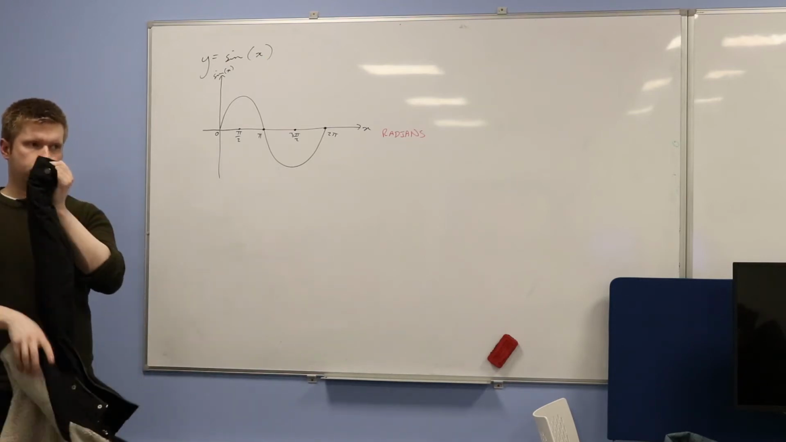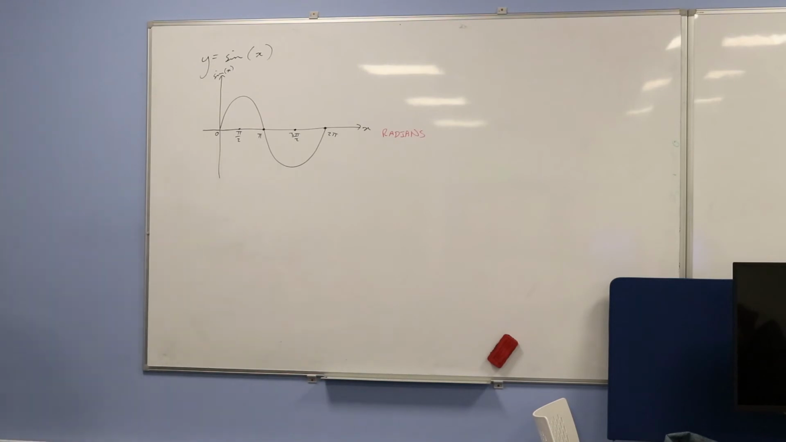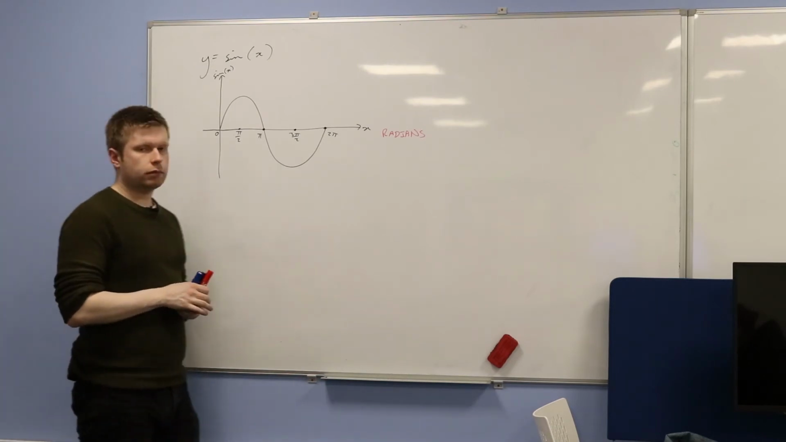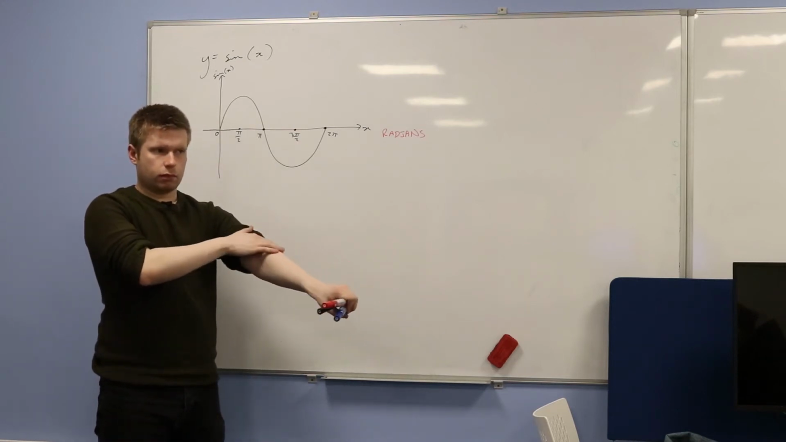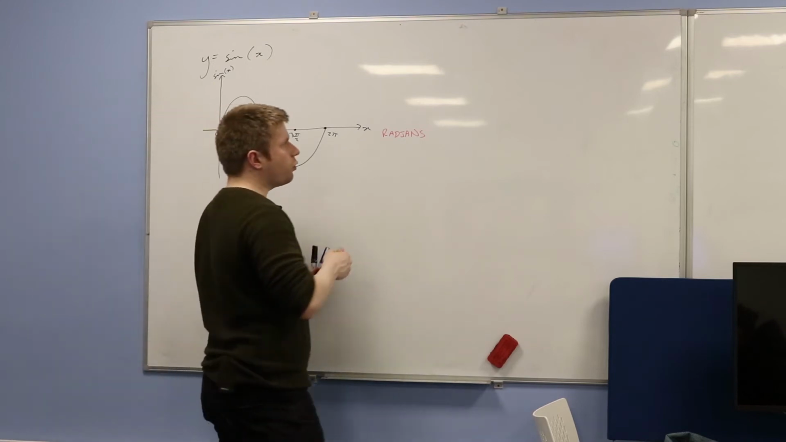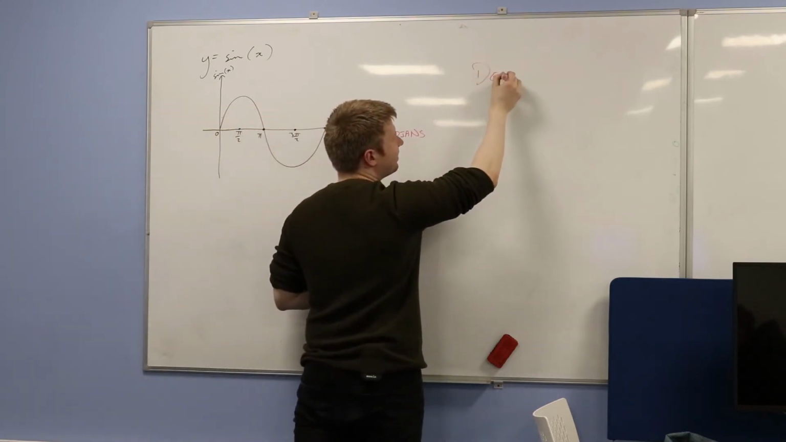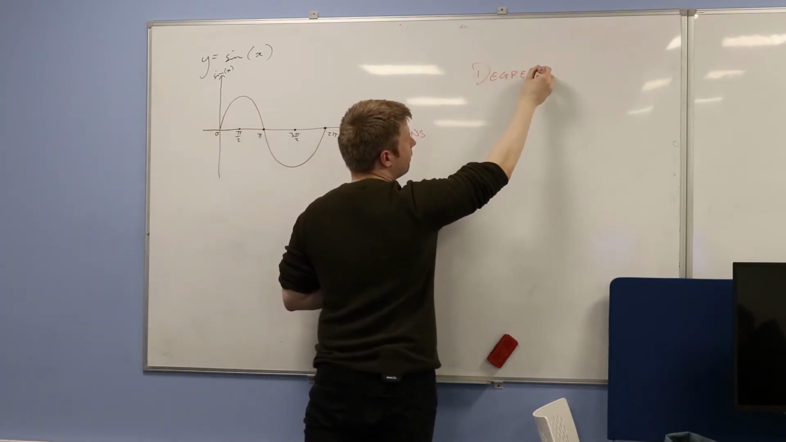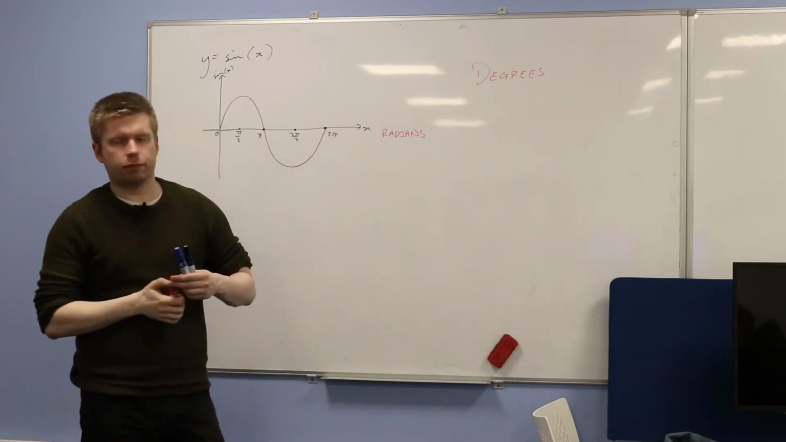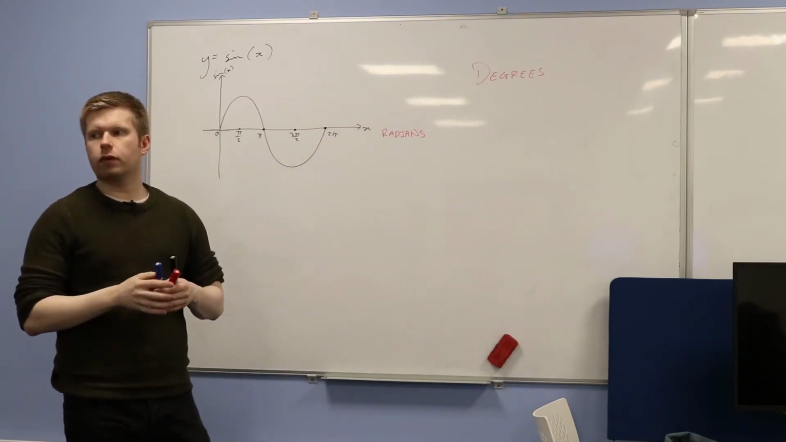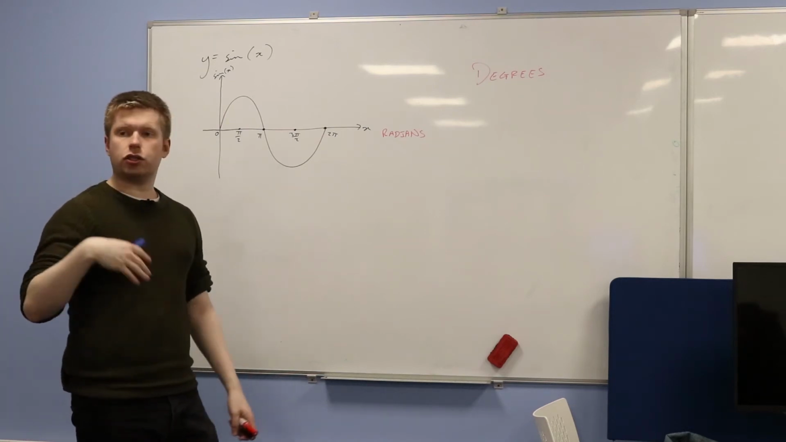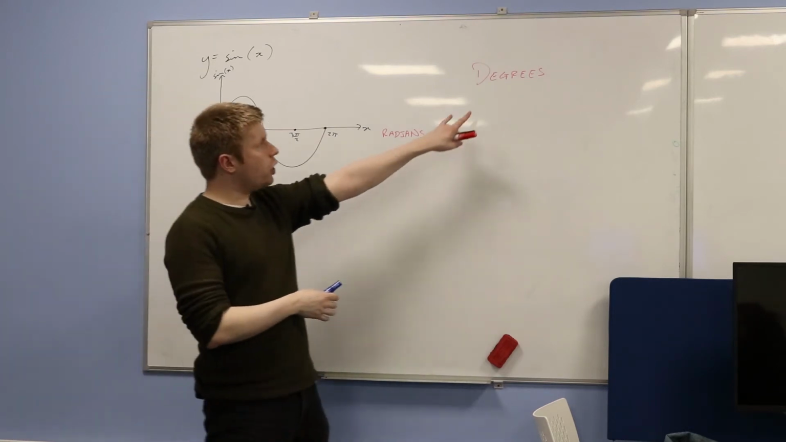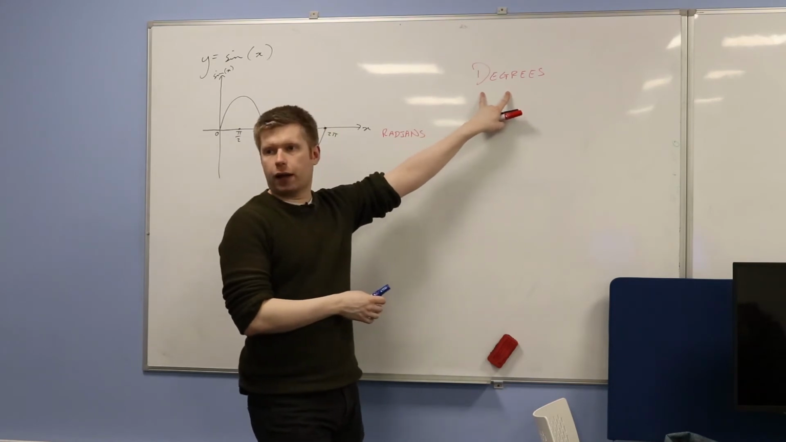What are radians? What are degrees? Degrees, like the angles. Okay, like 30 degrees, 40 degrees, or something. Okay, good. So degrees are to do with angles. Okay, they're a unit of measurement for my angles.